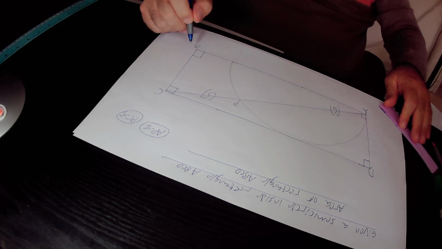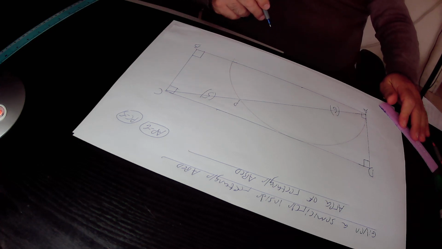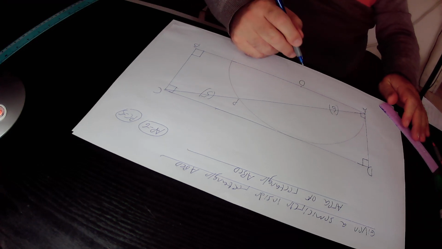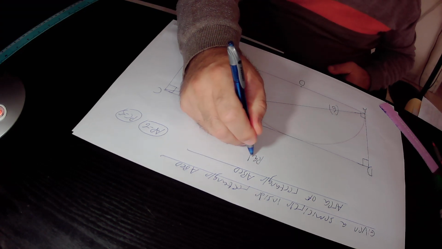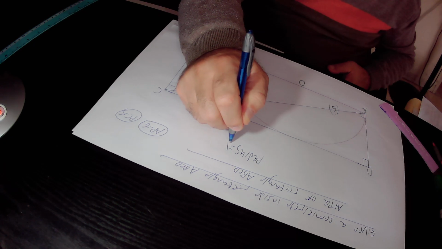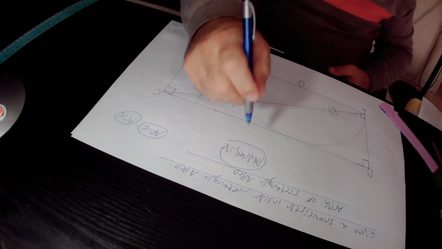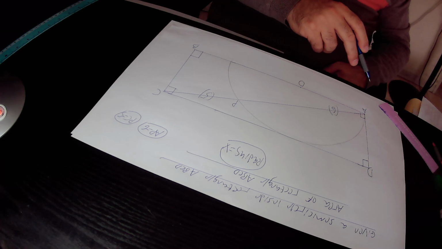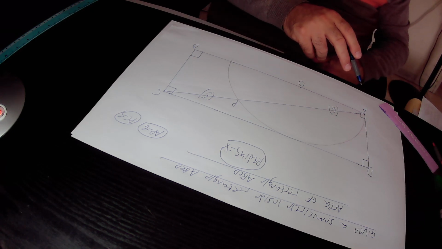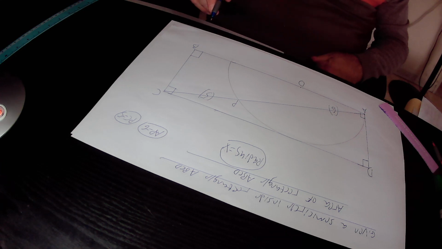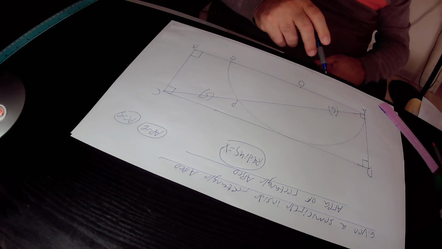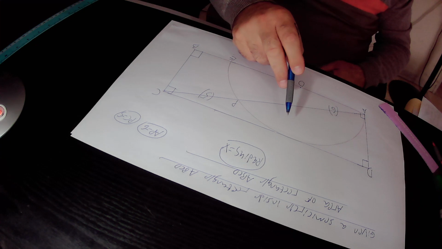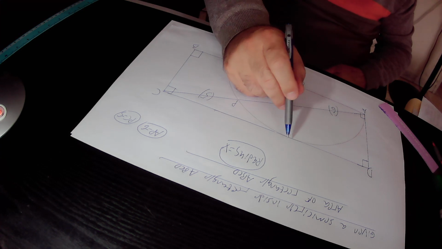In the next step, we define the center of this semicircle. This point is point O. We define the radius of this semicircle as x. We define the touching point of the semicircle with side AB of rectangle ABCD. This point is point E. And we define the point of tangency of tangent DC with this semicircle. This point is point M.